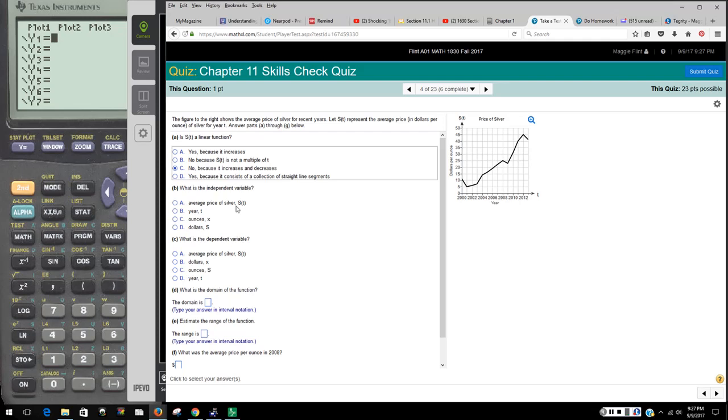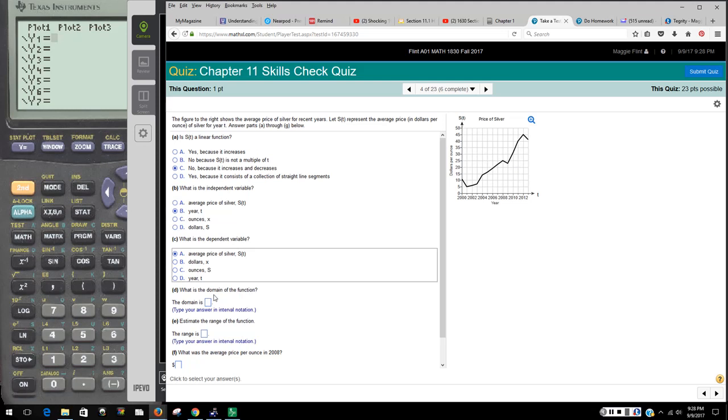And it says, what is the independent variable? The independent variable is always the variable that is on the horizontal axis. So the independent variable here is T, but T represents the year. So be sure that you answer that way. And then what is the dependent variable? Well, what that's asking is, when you pick a year, you're choosing the year. That's why it's independent. And then from the graph, we're able to find the value of silver in that year. So the dependent value is the average price of silver, which is S of T.